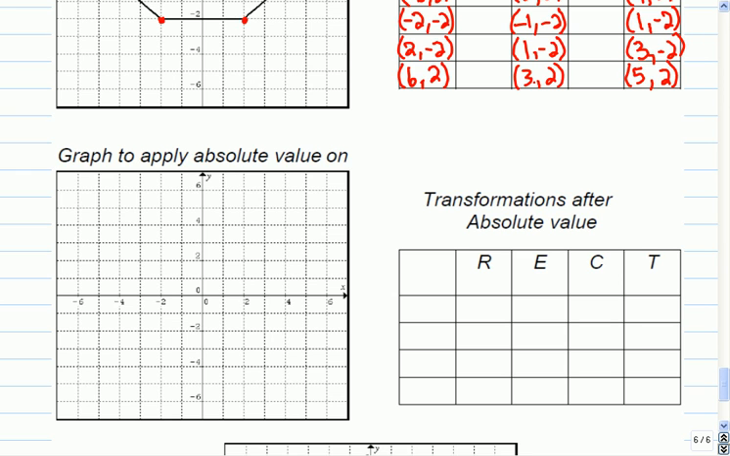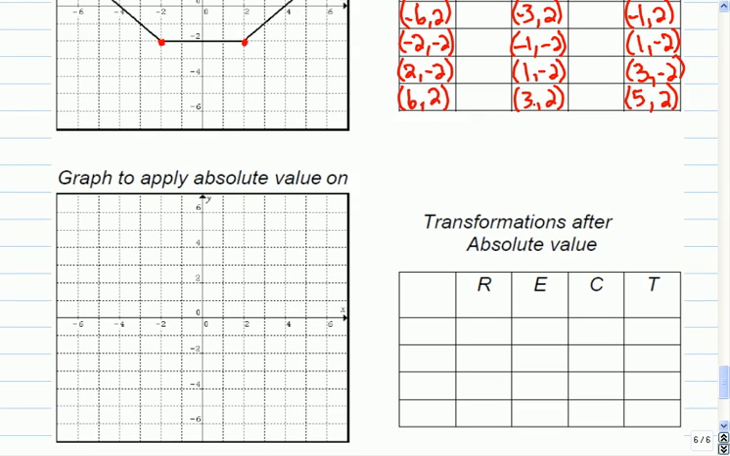So, oops, can't see the top one. -1, 2. So at -1, 2, at 1, -2, 3, -2, and 5, 2. Okay, so there's the graph.